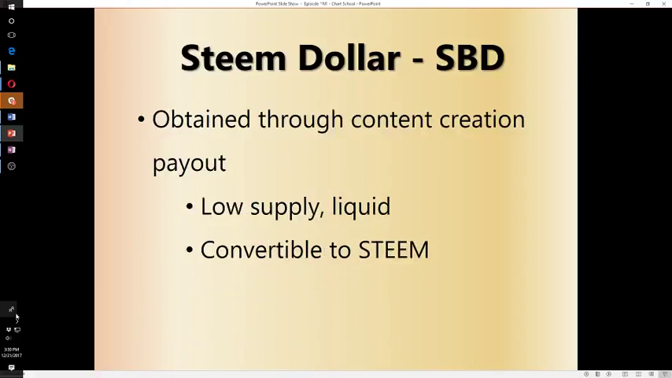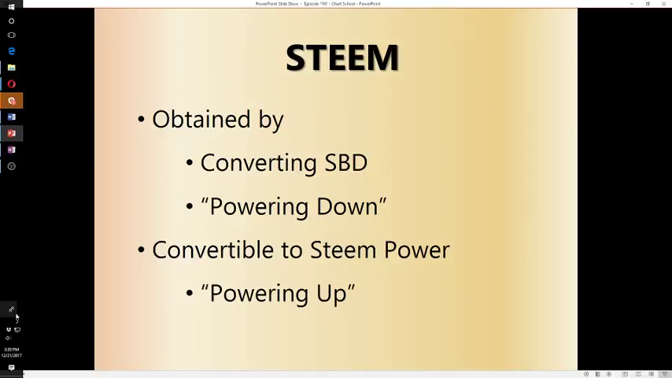All right, the Steam dollar is obtained through content creation payouts. It is a low supply yet liquid token, and it's directly convertible to Steam. And it's how you get paid if you want to be paid in liquid terms. Steam is obtained by converting Steam dollars. It's also obtained by what's called powering down, which I'll explain in a second. And it's also convertible to Steam power, which is called powering up.